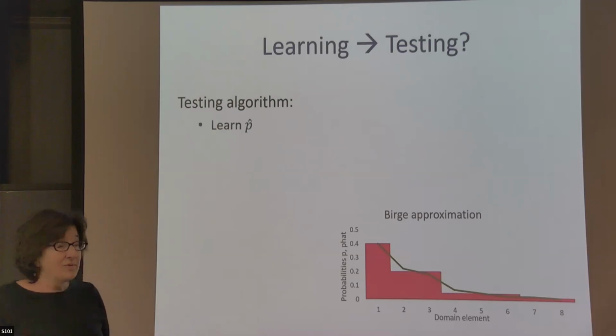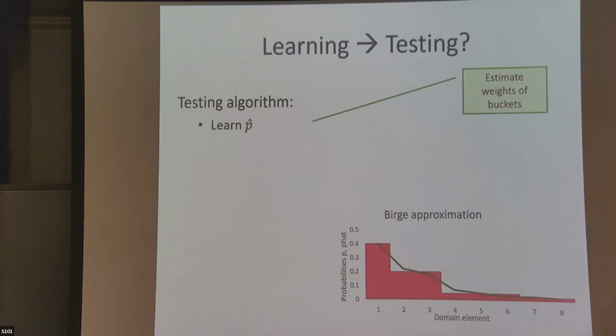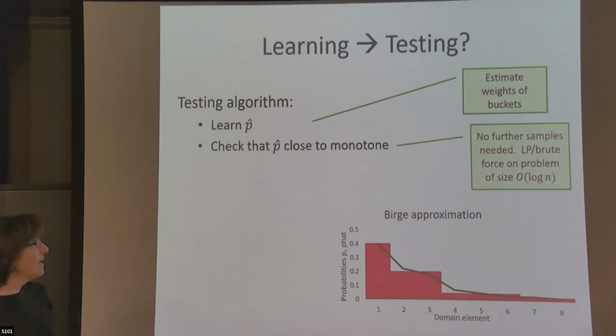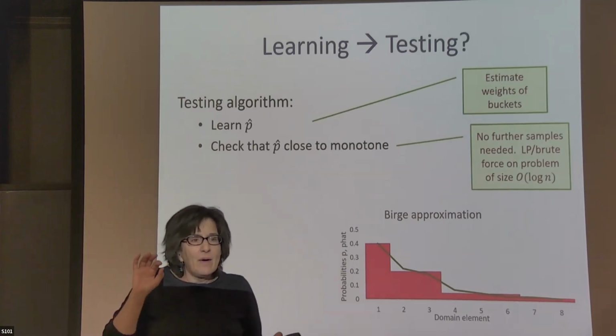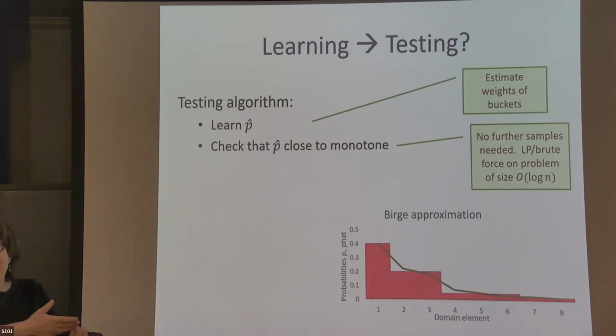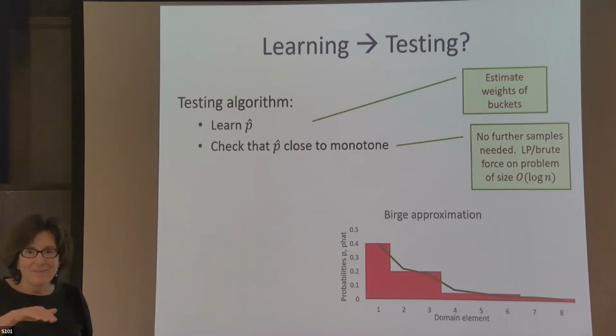We're going to learn P hat, which we just saw we can do, assuming it was monotone. And that just means estimate the weight of each bucket. Then we're going to check that P hat is close to monotone. Now, we don't need samples for this because we just have some numbers. It's not completely trivial, but it's not hard. Let's say you took the uniform distribution and you took the buckets, it's not going to be exactly perfect, right? It's going to go up and down, so you don't expect this thing to be perfectly monotone.